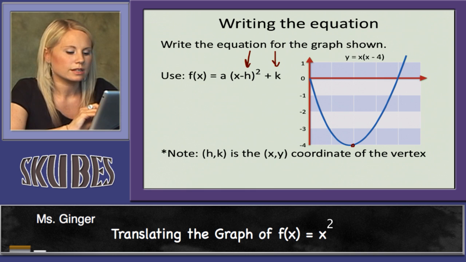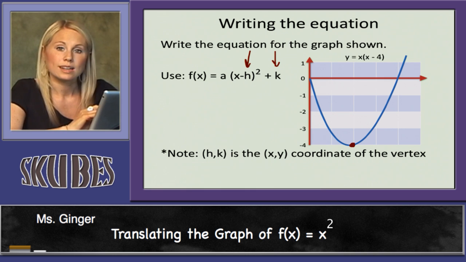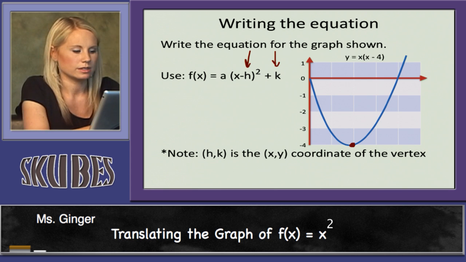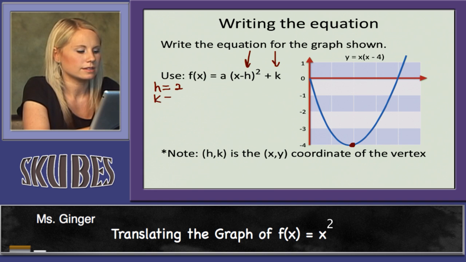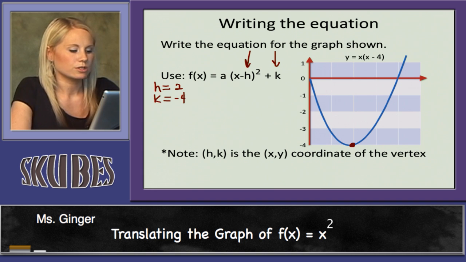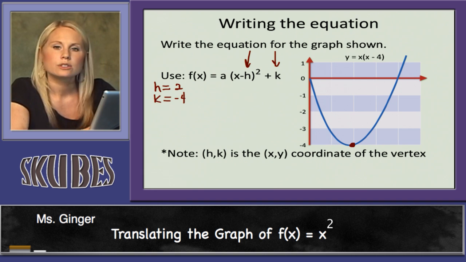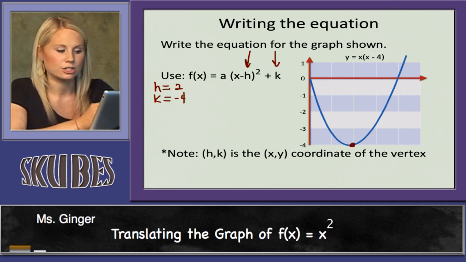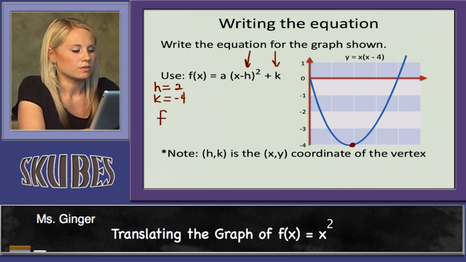So if we know the vertex to be located here, if we can see that at 2, -4, or if they give that information to us, what we're going to do is we're going to say, okay, h is 2, k is -4, and we're just simply going to fill it in. And we're going to assume this quadratic has no stretching or shrinking for the moment. We're just dealing with our vertical and horizontal translations. So to fill that in, that's all we'll worry about for now.